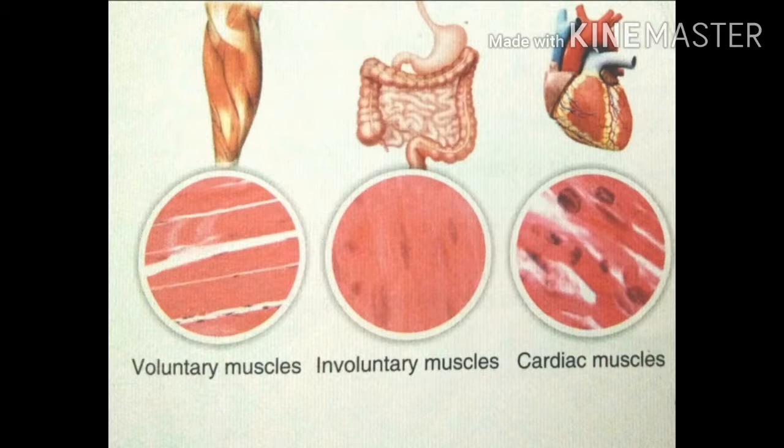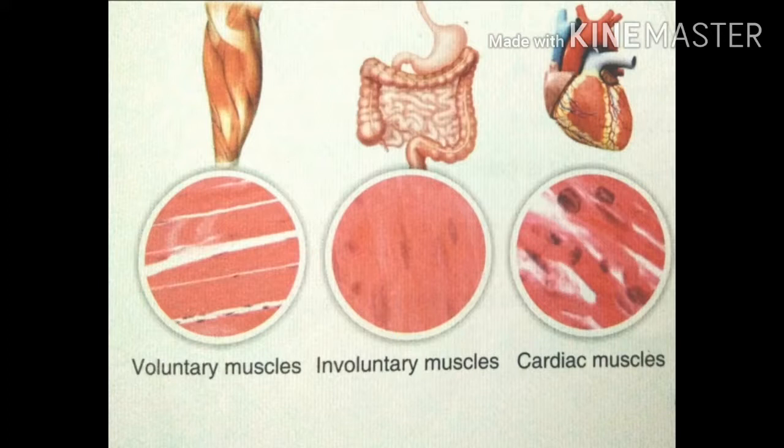Muscles whose action is under our control are called voluntary muscles. Muscles whose movement is not in our control are called involuntary muscles. Involuntary muscles are smooth muscles. See this picture. First one is the voluntary muscle, present in our arm and leg. Next one is the involuntary muscle. These are smooth muscles, present in the stomach.